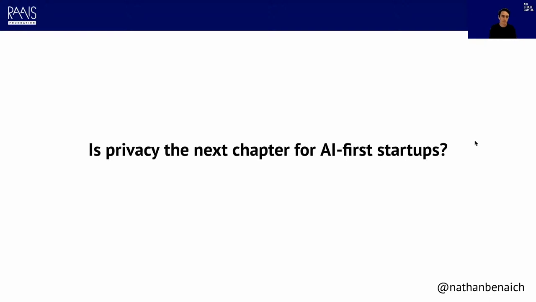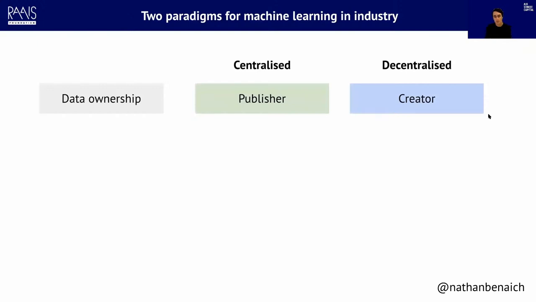So the question I'm going to start off with is whether privacy is the next chapter for AI for startups. And so let's consider two paradigms for machine learning in industry. The first is centralized, which is what large technology companies operate today. And decentralized is where we have a network of participants that are essentially operating in a federation. And so when we look at the question of data ownership, for centralized companies, data is essentially owned by them. Users are essentially okay with sharing their data with a centralized provider in exchange for the application that they offer. In the decentralized setting, data is owned by each creator that's part of that federation.